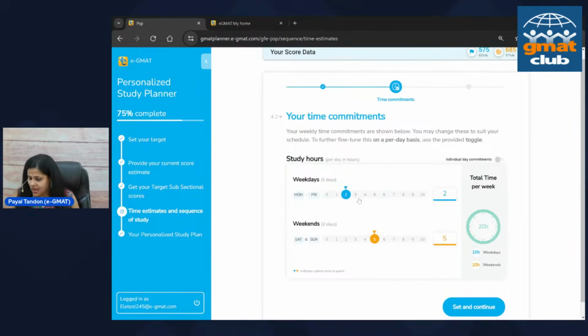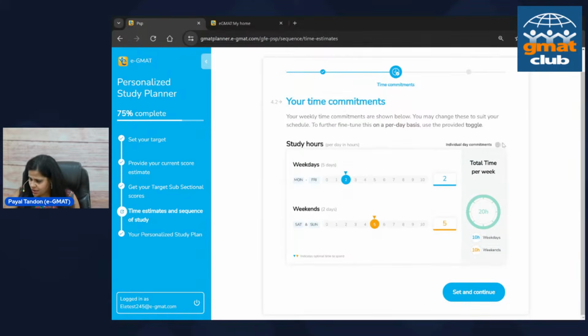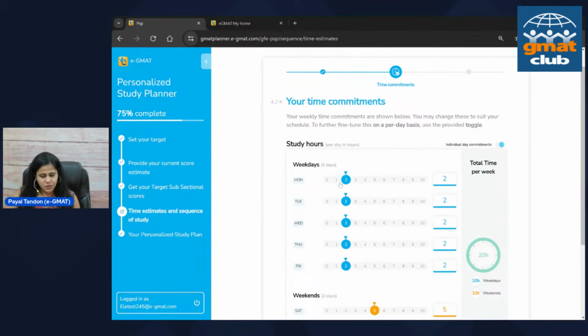Next. So now the system has assumed 2 hours per weekday and 5 hours on the weekend. But I could actually say that I really cannot spend 2 hours on Mondays because Mondays are really busy. I can compensate for Monday on Wednesday, and I can actually add 1 more hour on Thursday. In fact, on Wednesday also I've added 1 more hour.